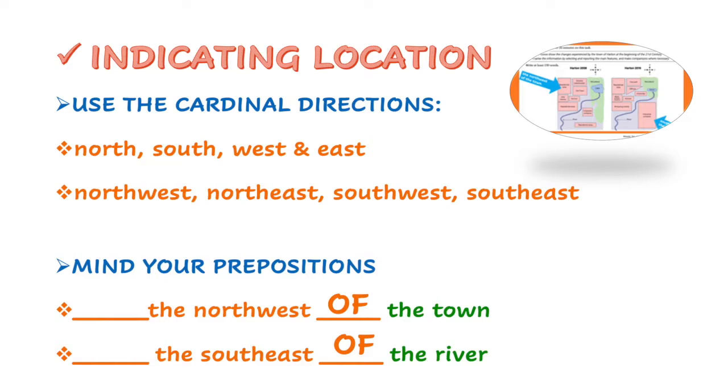But the first ones are a bit different. The town or the city or the settlement is usually the whole map. So if you're referring to the whole map, you use in. On the other hand, the river is not the entire map, it's just a part of it, so you say to the southeast of the river. You direct the reader's attention to that side of the river.